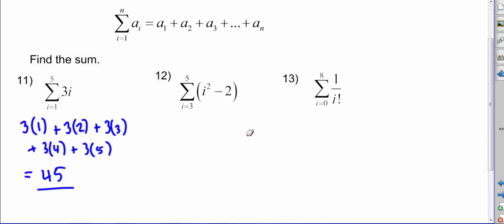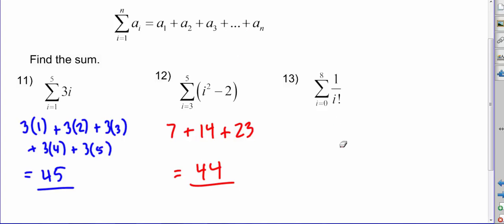All right, let's take a look at number 12. You'll notice this time it actually starts at 3. It says from i equals 3 to 5 of i squared minus 2. So our first term is going to be 3 squared minus 2, so that would be 7. If I'm skipping too many steps for you, come talk to me about it in class. I'll help you understand what I'm doing here. Then we go to 4. That's 4 squared minus 2, so 16 minus 2 would be 14. And then finally 5. 5 squared is 25 minus 2, so we would add 23. 23 plus 7 plus 14, and I don't know why I switched the order all around on you guys, but there it is. It's 44.